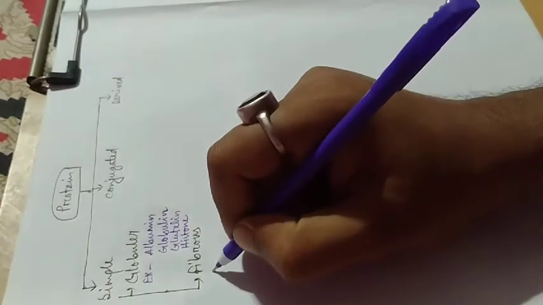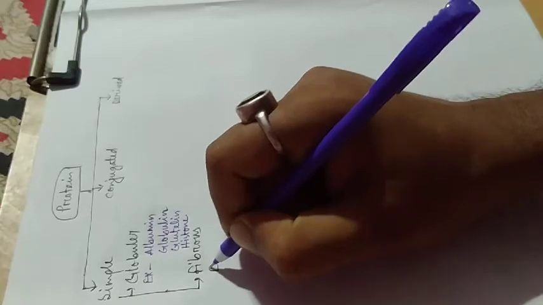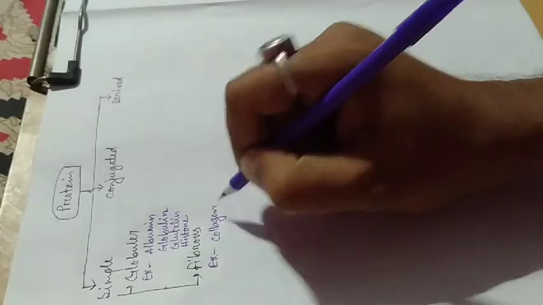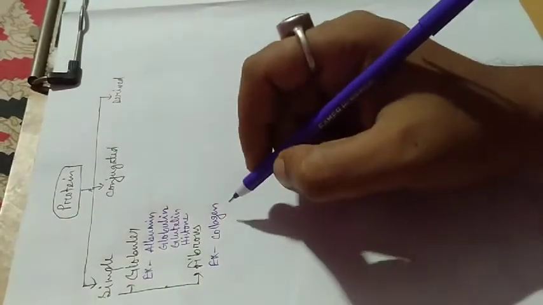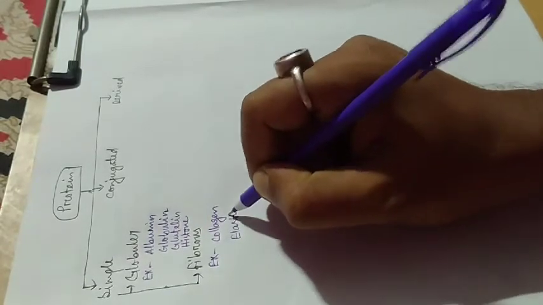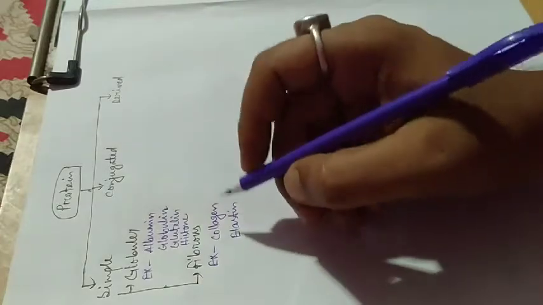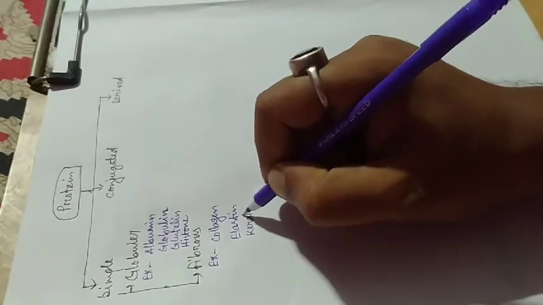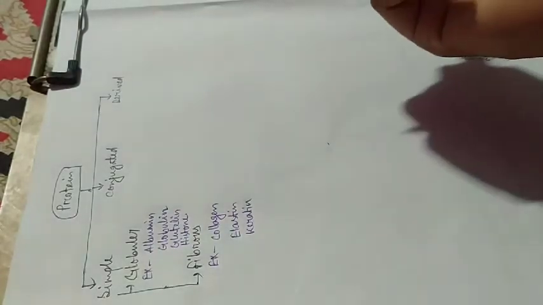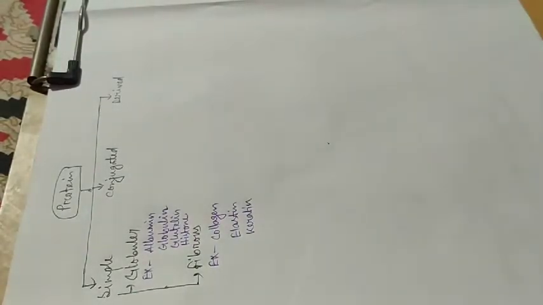And the fibrous simple proteins, as examples, collagen fiber, which is present in the connective tissue of animals. Elastin fiber is present in yellow fibrous tissue. Collagen fiber is present in white fibrous connective tissue. Keratin is also present in our hair, nail, etc. Those are the fibrous proteins.